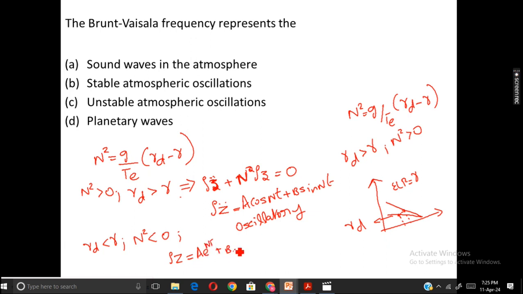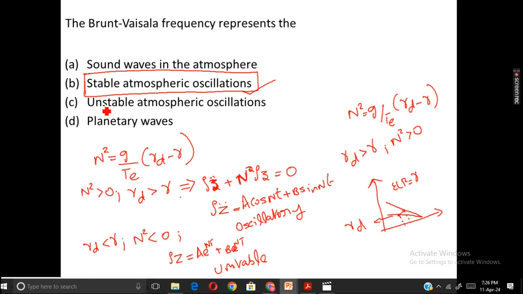These are the standard solutions for the second order differential equation. It will have this form in case of an unstable atmosphere. So this is not an oscillatory motion. So the Brunt-Väisälä frequency basically represents a stable atmospheric oscillation. This is the answer. It corresponds to stable atmospheric oscillation.